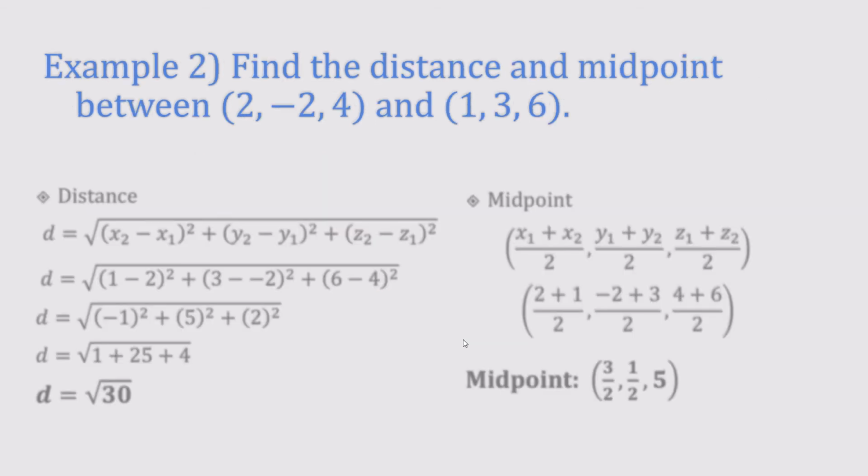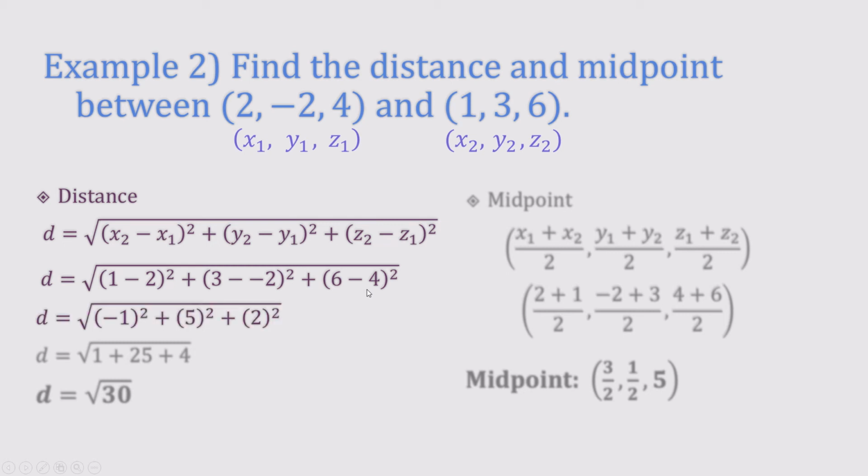All right. Example 2, find the distance and midpoint between these 2 points: (2, -2, 4) and (1, 3, 6). So we have this one we'll use as our first point, x1, y1, z1, and our second point here, x2, y2, z2. To find our distance, we're going to substitute into our distance formula. So we put 1 in for x2, 2 in for x1, 3 for y2, and negative 2 for y1, the 6 for z2, and the 4 for z1.